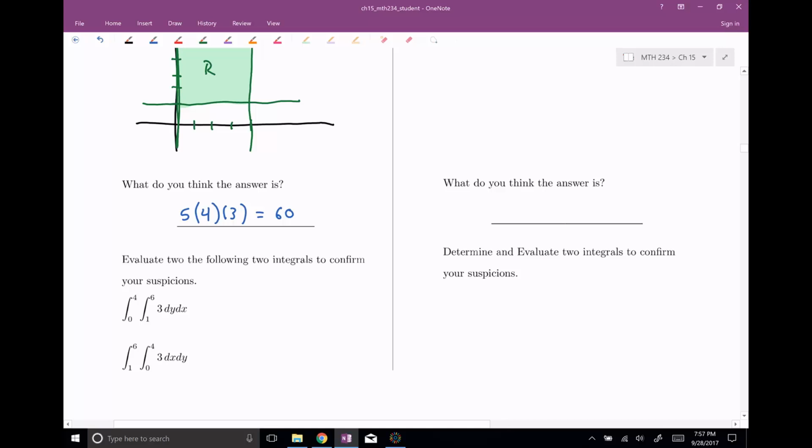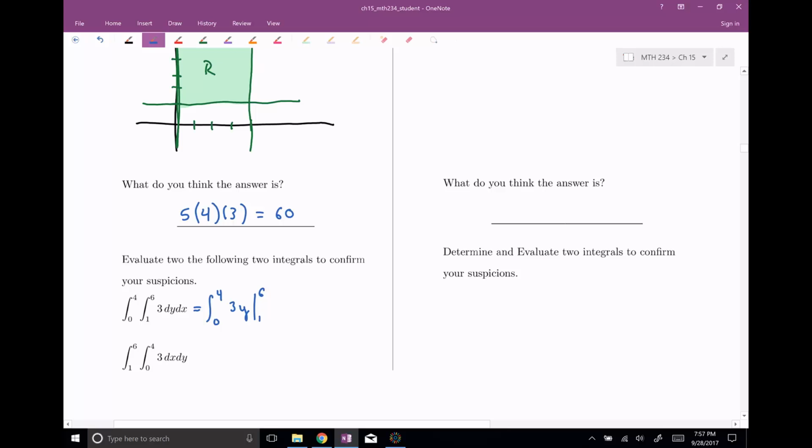We know how to switch the order of integration. It's Fubini's theorem: you can integrate in either order. I'm going to evaluate this first one and leave the second one for you. Our y's go from 1 to 6, and our x's go from 0 to 4. That's how this was set up. Let's integrate with respect to y first. From 1 to 6, the constant 3 becomes 3y.